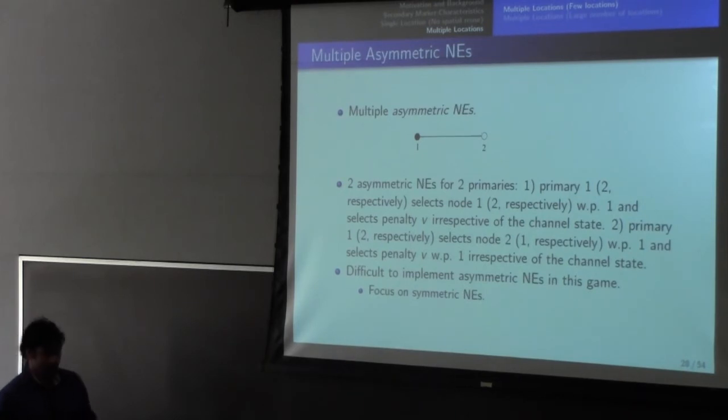So a primary needs to know what the other primary is selecting. Like, I will choose my strategy S1 if the other is selecting S2, and I will choose my strategy S2 if the other is selecting S1. But it is a non-cooperative game, so you should not tell other people what you are doing, right? So that's why we focus on symmetric NEs, because here the strategy will be identical for these primaries.